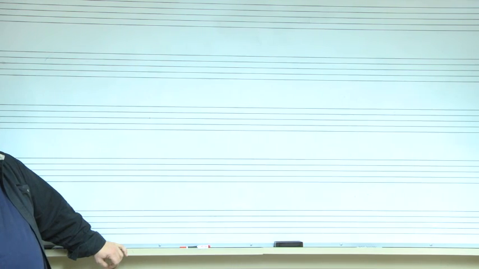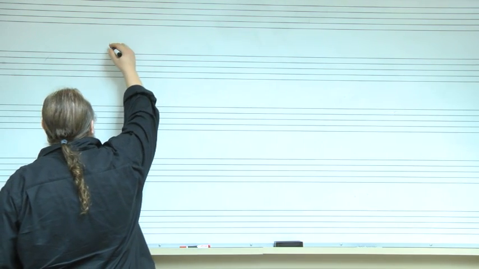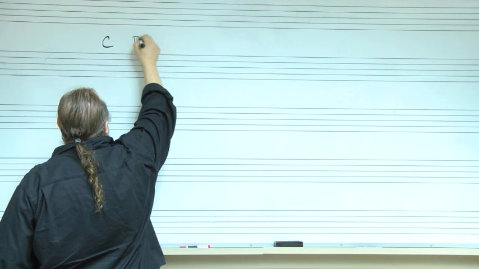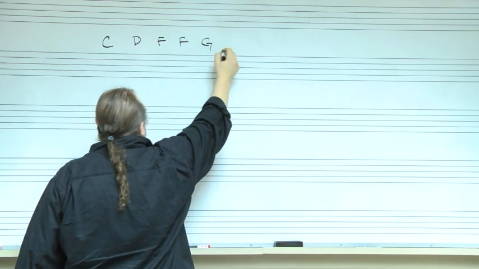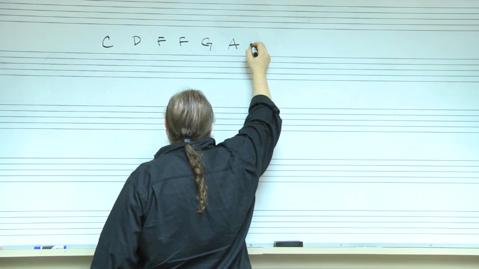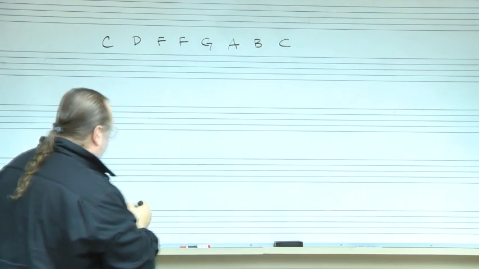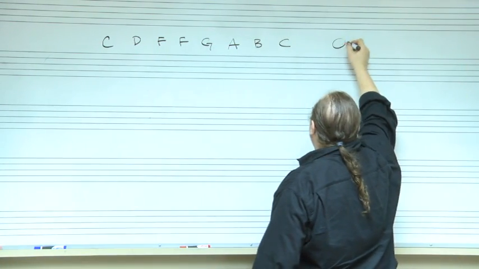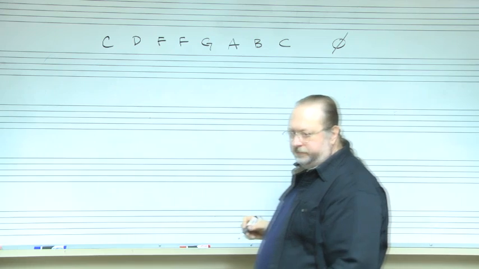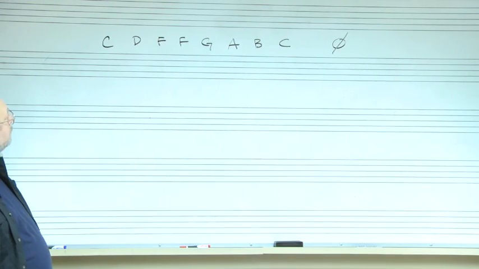So if we start with a key that has no sharps and flats, do you know which key that is? C. So you start here, C. Okay, so that's your first key right there, right? How many sharps and flats is that? None, right?